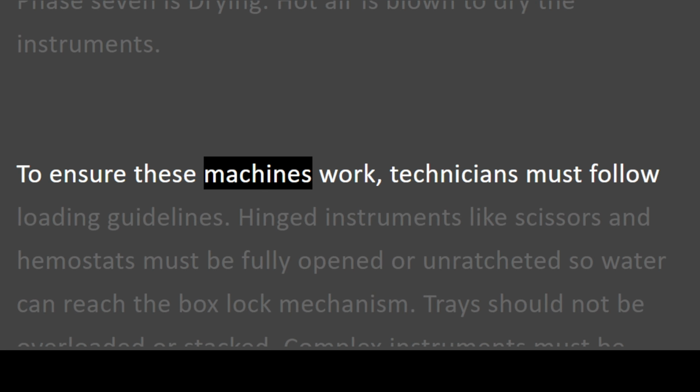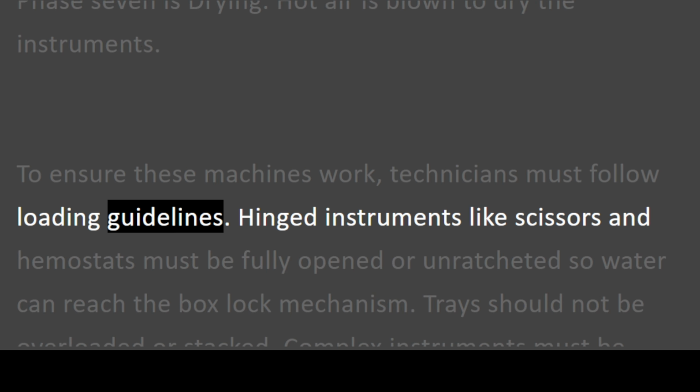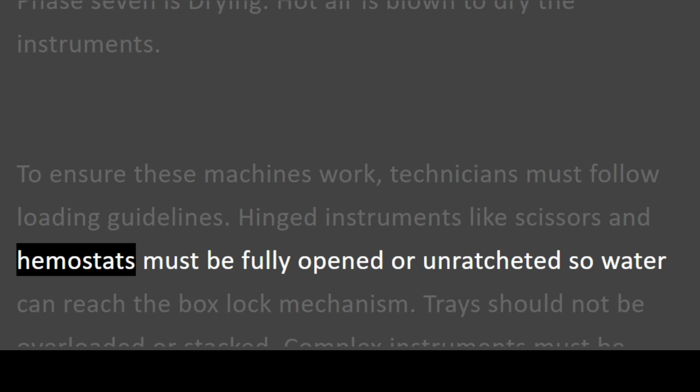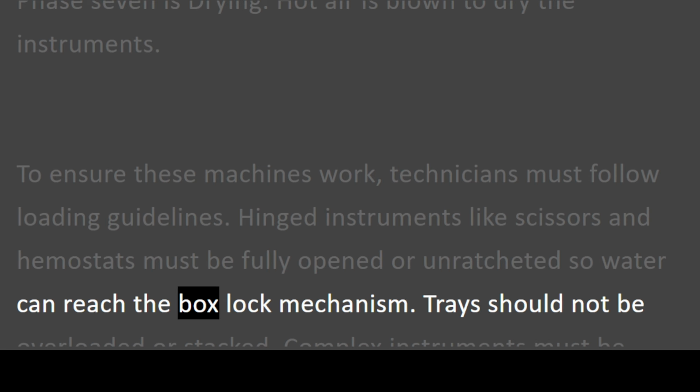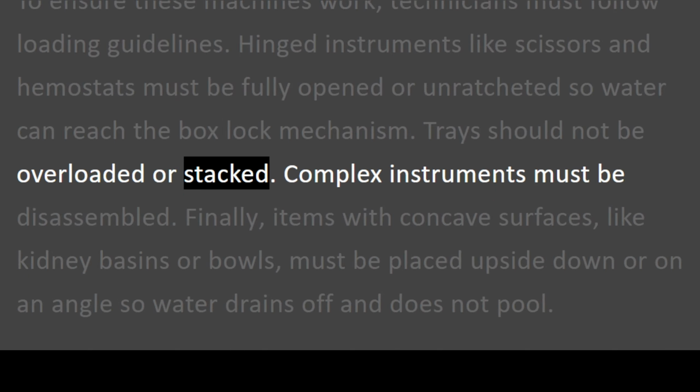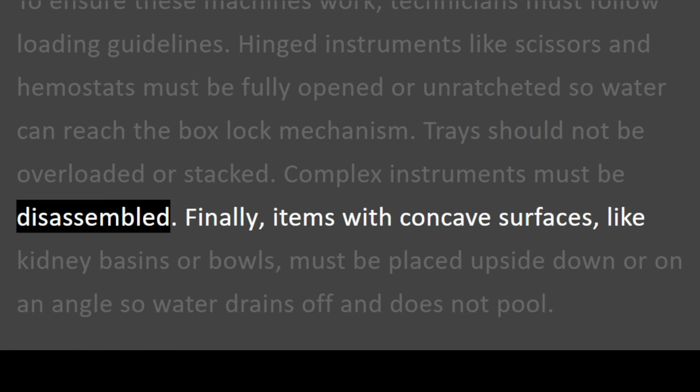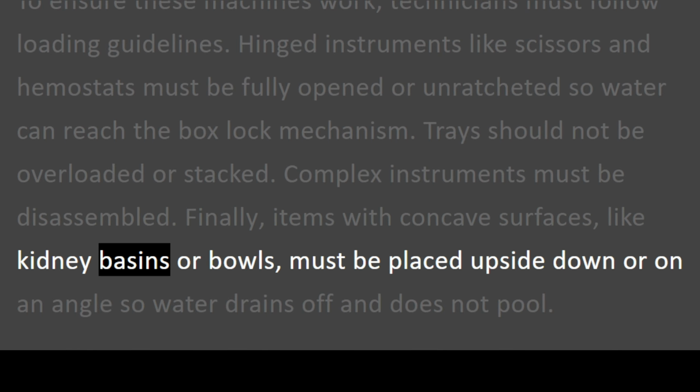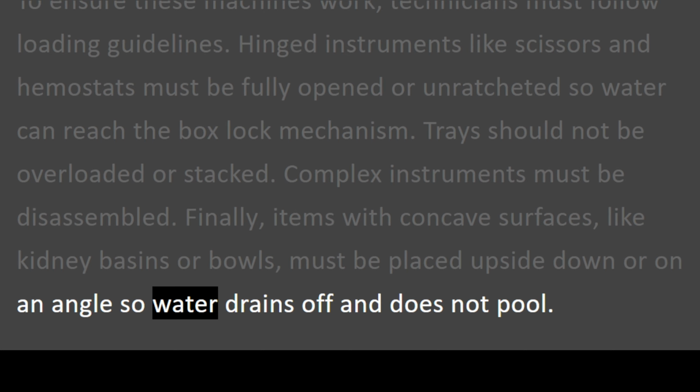To ensure these machines work, technicians must follow loading guidelines. Hinged instruments like scissors and hemostats must be fully opened or unratcheted so water can reach the box lock mechanism. Trays should not be overloaded or stacked. Complex instruments must be disassembled. Finally, items with concave surfaces, like kidney basins or bowls, must be placed upside down or on an angle so water drains off and does not pool.